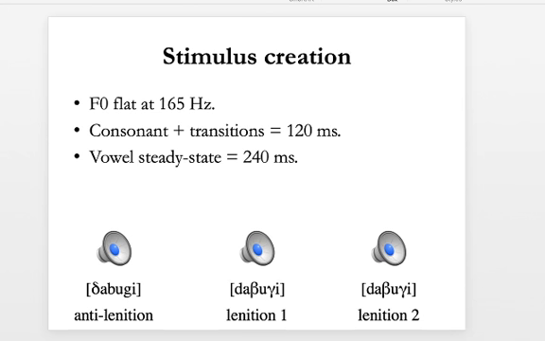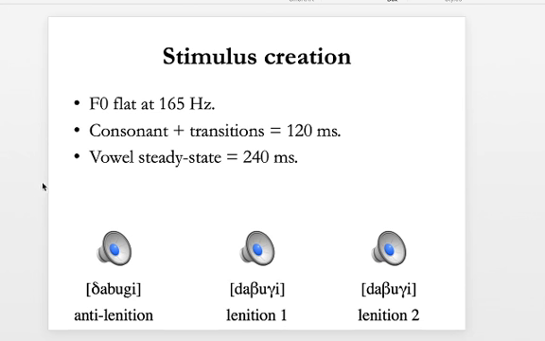We held F0, the pitch, flat at 165 hertz, and we kept the duration of all the consonants and vowels and transitions steady across all syllables. So there are absolutely no cues here to prosodic constituency or stress or anything like that.